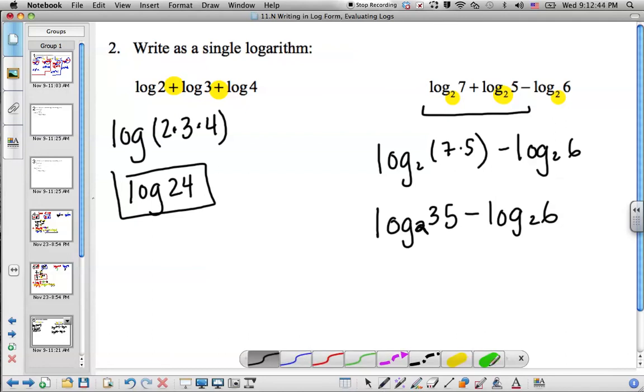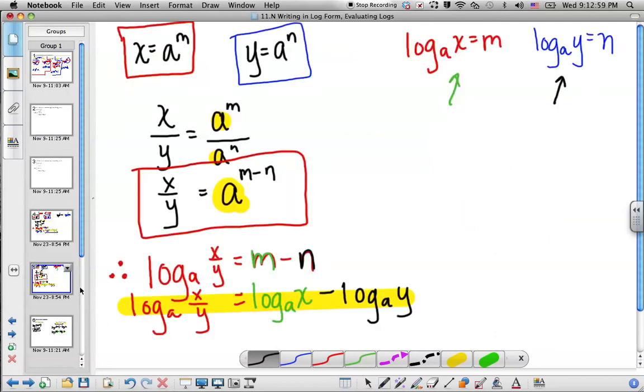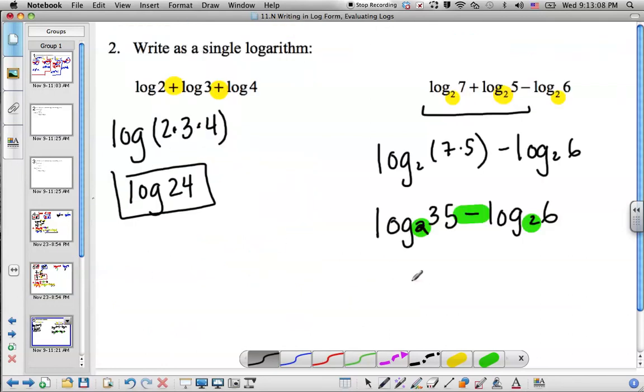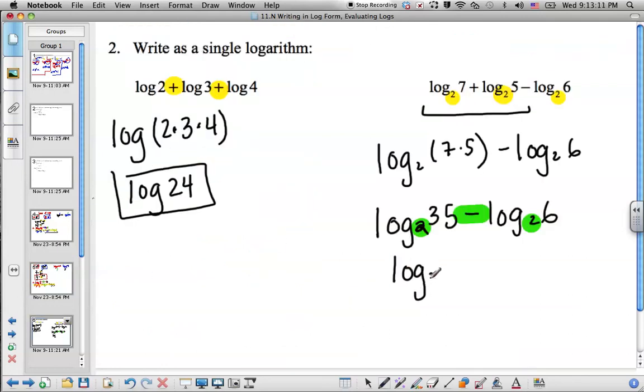Well, now I have the log base 2 of 35 minus log base 2 of 6. Since we have the same base, we can combine them. But now we have subtract. If we look back to our last slide, when we subtract two logs, we combine them by dividing those values, x and y. So let's apply that here. So this would be log base 2 of 35 divided by 6. Since we can't simplify any further, that's it.